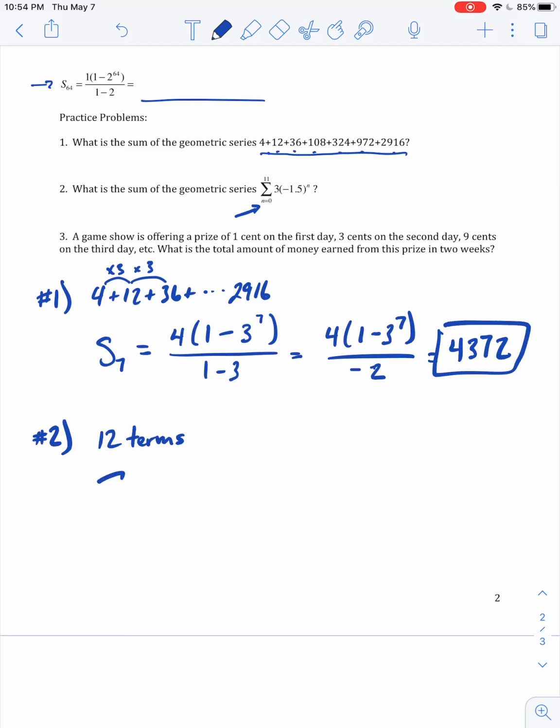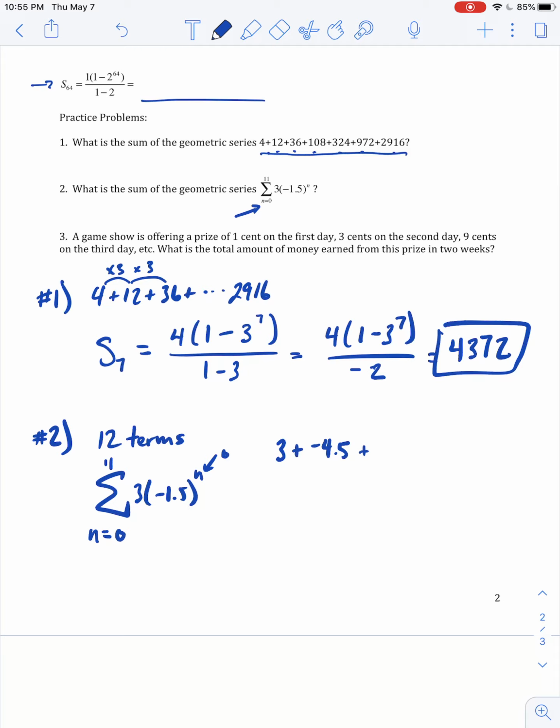So if I plug 0 in, right? If I'm summing this up from 0 to 11, and it's 3 times negative 1.5 to the n, then when I plug 0 in, negative 1.5 to the 0 is 1, times 3 is 3. So the first term is 3. And then when I plug 1 in, I am multiplying 3 times negative 1.5, which would be negative 4.5. And when I plug 2 in, I'd be squaring negative 1.5, so now it's going to become positive.